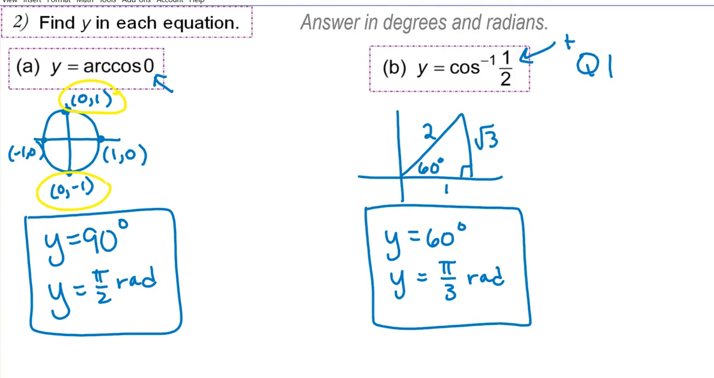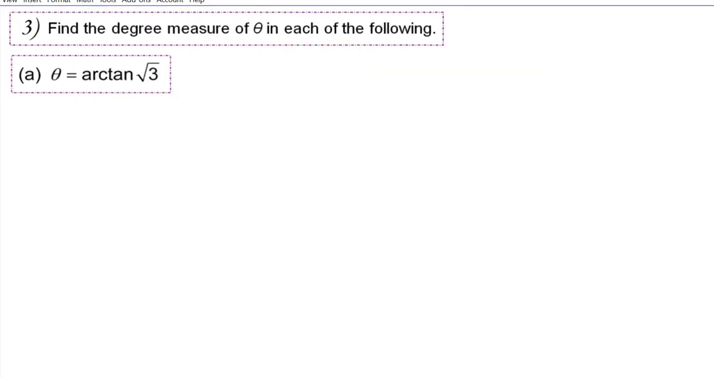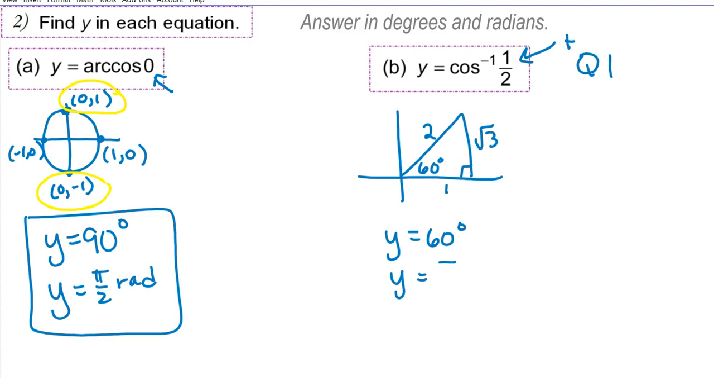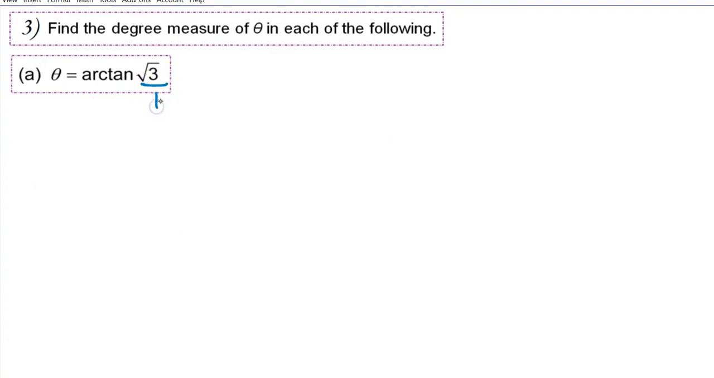All right, let's do one more. This one says just find degree. I suppose we could do it in radians and degrees if we want to. So find the angle whose tangent is square root 3. We can make that a ratio. Square root 3 over 1.